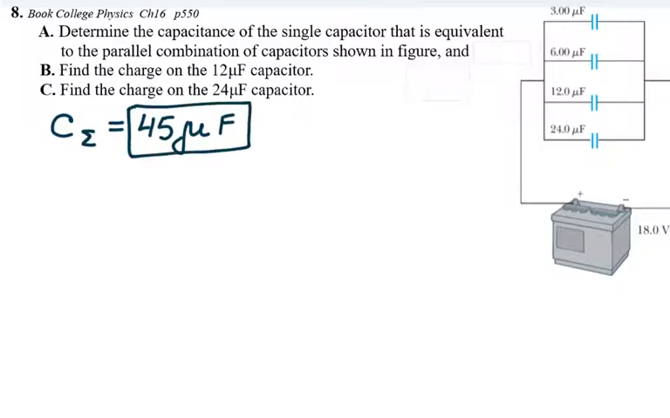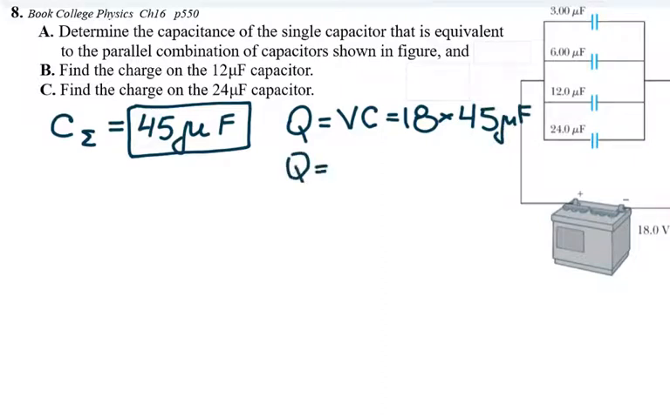And then find the charge on the 12 microfarad capacitor. At first I need to find the total charge. So if I find the total charge, that is the voltage times the total capacitance, and the voltage is 18 volts, and the total capacitance is 45 microfarads. So the total charge is equal to 810 microcoulombs.